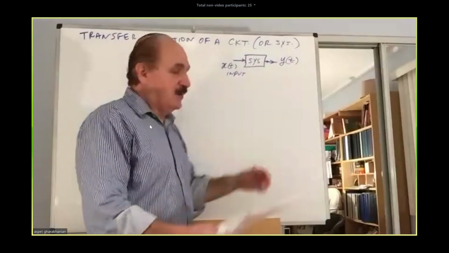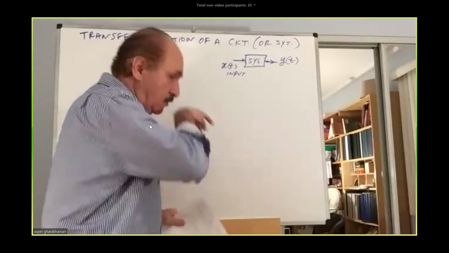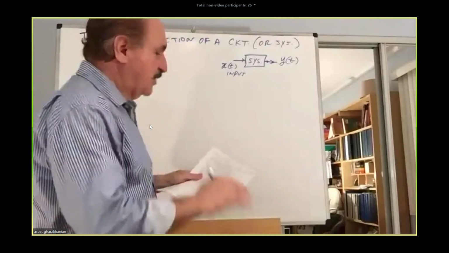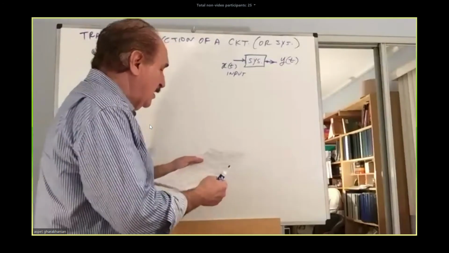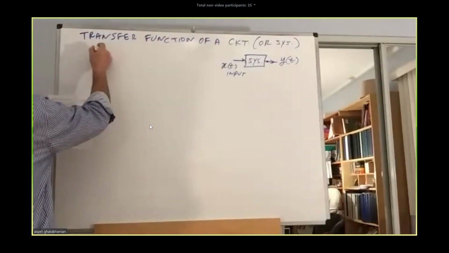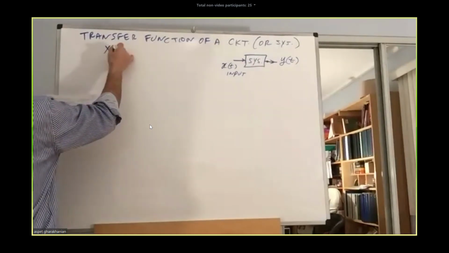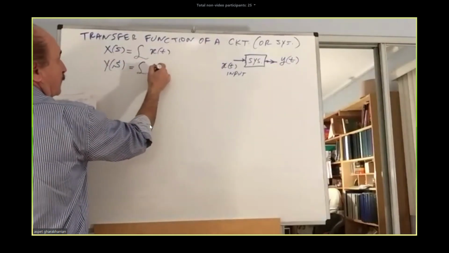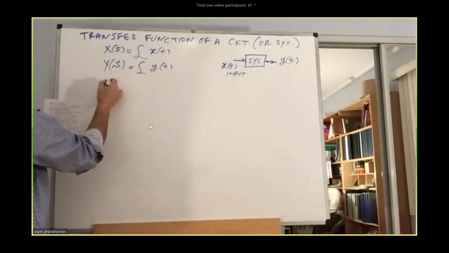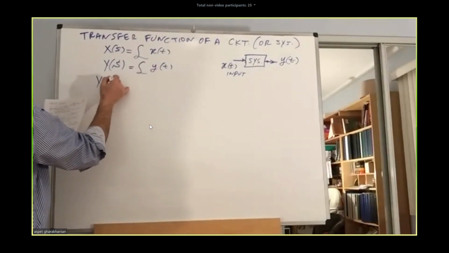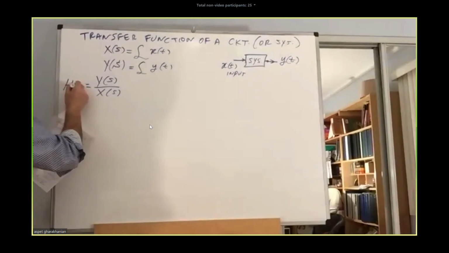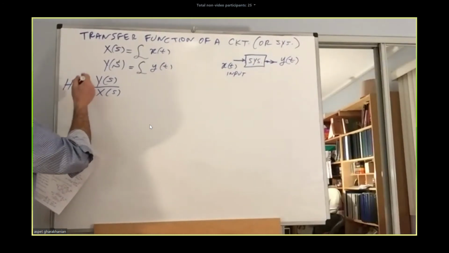X of t is the input, y of t is the output. Assuming that the initial condition in the system is 0, which eases the analysis, then if x of s is the Laplace of x of t, and y of s is the Laplace of y of t, the ratio of y of s over x of s, output Laplace over input Laplace, is called h of s, the system transfer function.